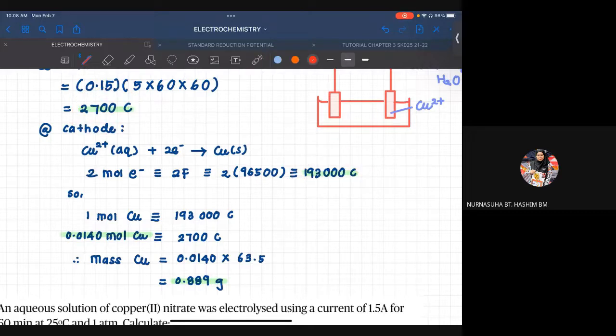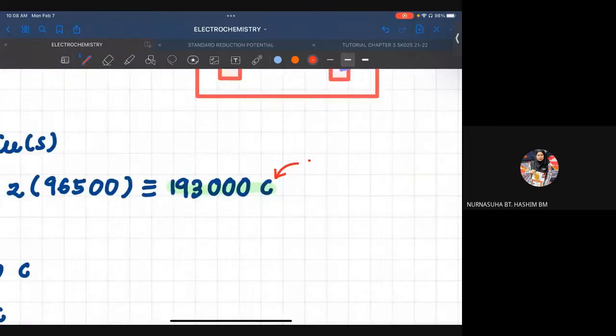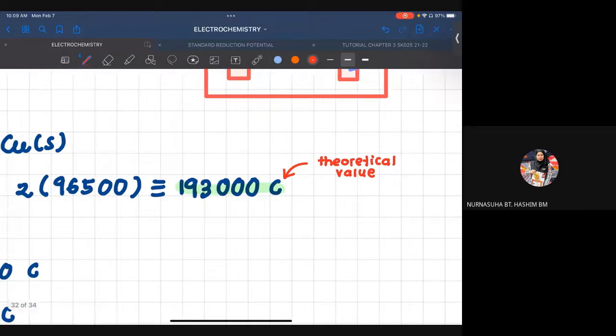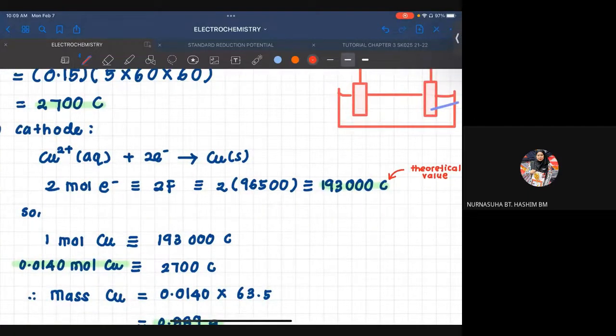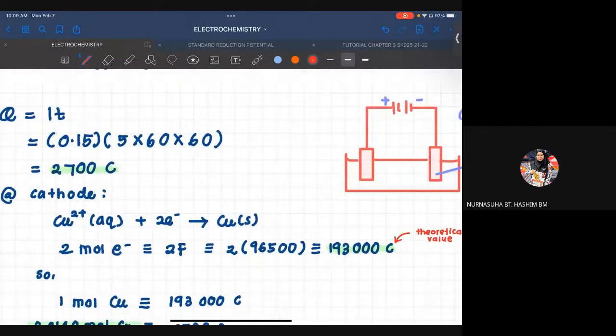So take note sikit dekat situ, buat nota sikit. So this one is the theoretical value. Kenapa kita panggil dia theoretical value? Sebab kita dapatkan amount of charge here based on the equation. So this one is the actual charge that you supply.